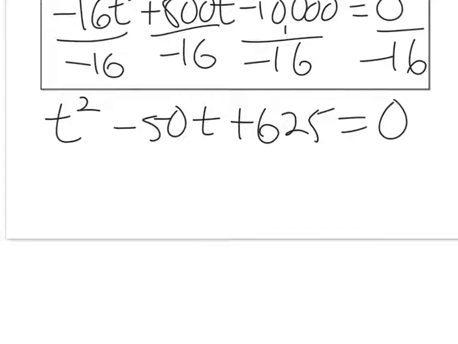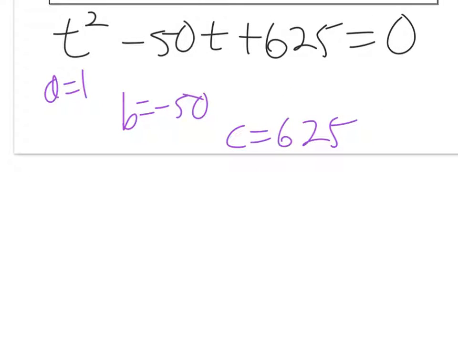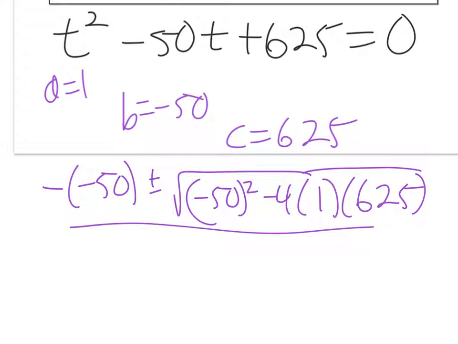So now let's attack this because this is way easier, and this is also the equivalent. What I want to do is that same idea. A equals 1, B will equal negative 50, C will equal 625. Yeah, I know 625 is still kind of big, but it is significantly easier to deal with than 10,000. So let's work with that. So setting my problem up, that's going to be negative negative 50 plus or minus the square root of negative 50 squared minus 4 times 1 times 625, all over 2 times 1.